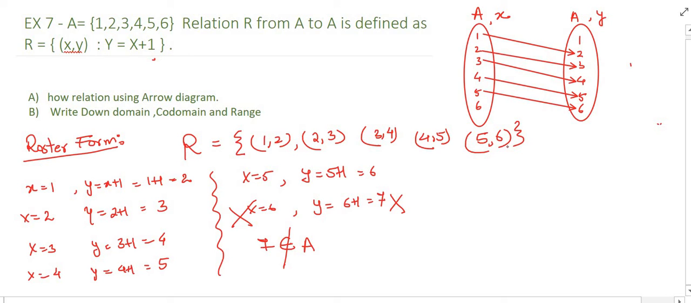Once I know the roster form, I can convert it into an arrow diagram, which I have done here. So my A part is complete. This is how the relation is shown in the arrow diagram.